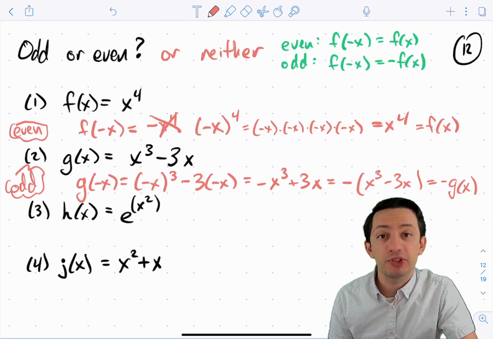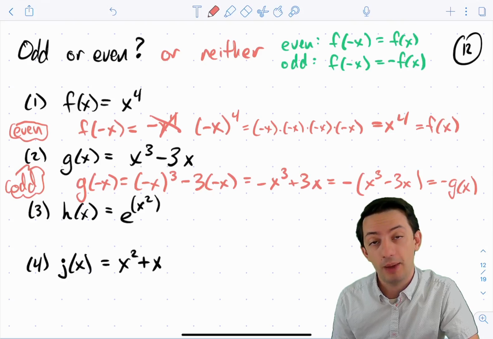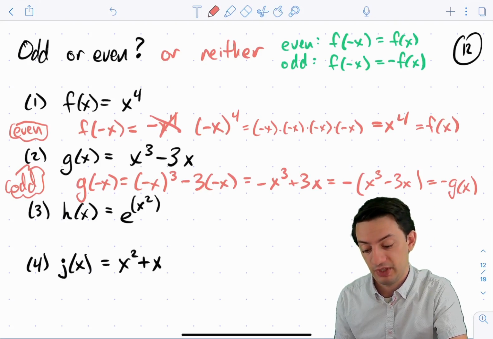Okay, maybe this would be a good place to pause for a second. Try these next two on your own. I'm going to go ahead and do them now. Maybe you paused, maybe you didn't, but let's see if we can work through them.